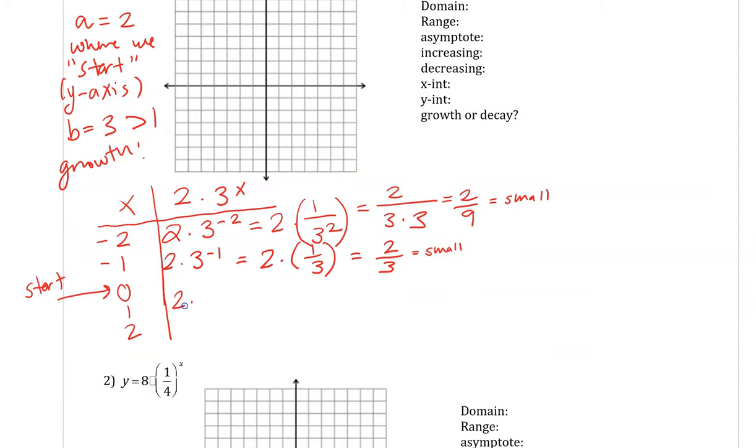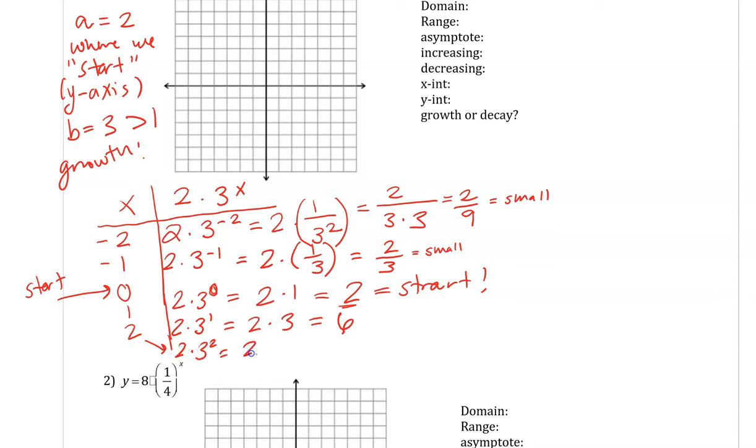Now, when I plug in 0 for x, that means I don't have to multiply by 3. I have 0 factors of 3, so that's where my starting value comes in. This is the start. I start at a value of 2 when x is 0, and when x is 1, I multiply by 3 one time. So I started with 2, and I multiply by 3 one time, I get 6. And when I plug in 2 for x, that means start with 2 and multiply by your base twice, multiply by 3 two times. So 2 times 3 is 6, times 3 is 18. So maybe I'll just write that here.